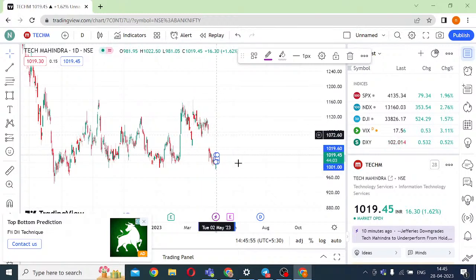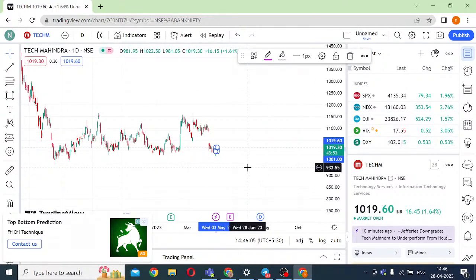Either wait for these levels, so there is a trend line created here, wait for it to consolidate between 1036 and 1060, then you can look at it. But again, I personally feel this stock may not come for buying till end of May or mid June. I'm still looking at one round of selling to be followed in this share.